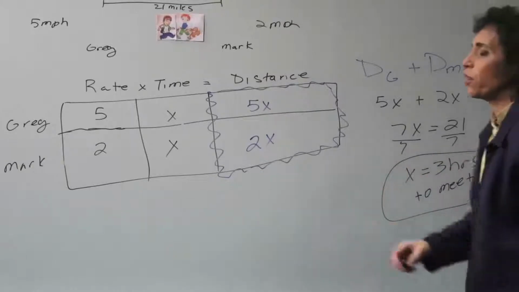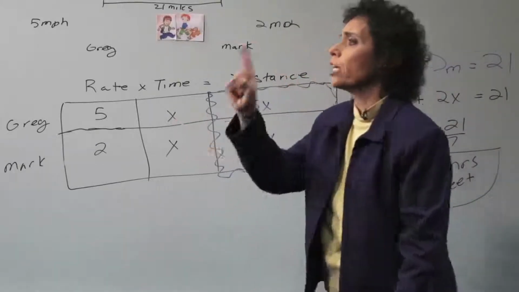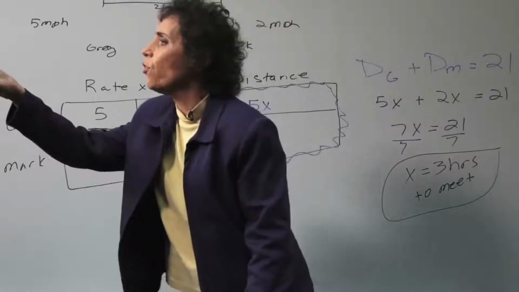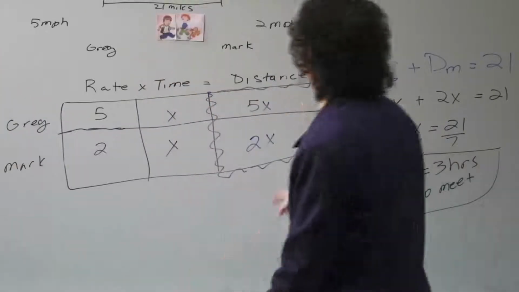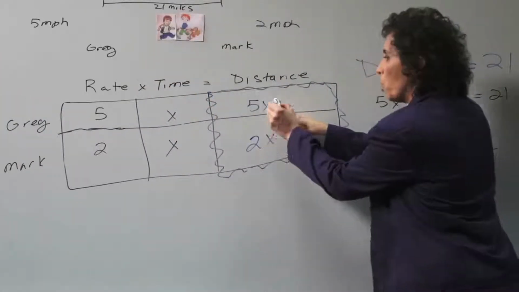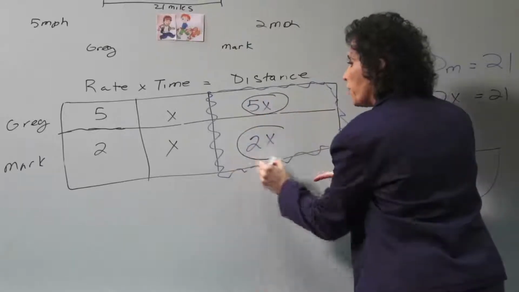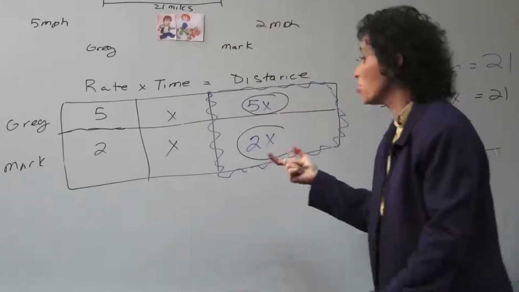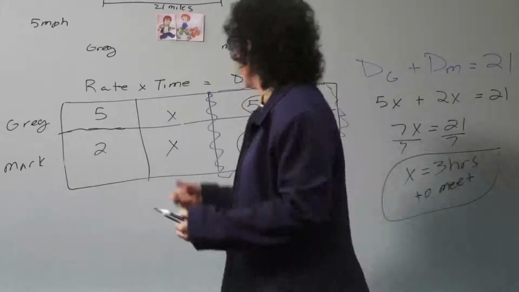So we're done with the first part of the question. Here's the second part of the question. Second part of the question says, how far have they walked when they meet? Okay, well, so we want the distance for Greg and the distance for Mark. We already said, Greg's walking faster, so he's going to walk further.